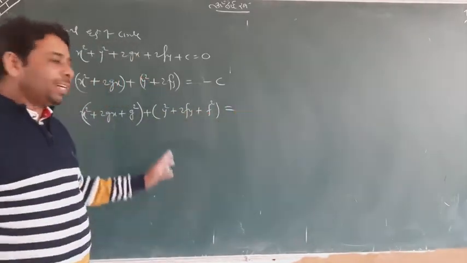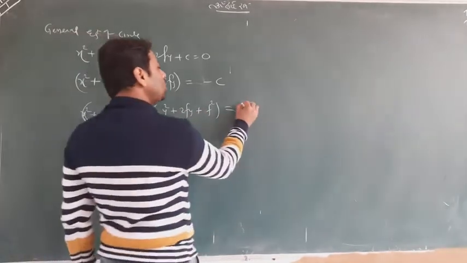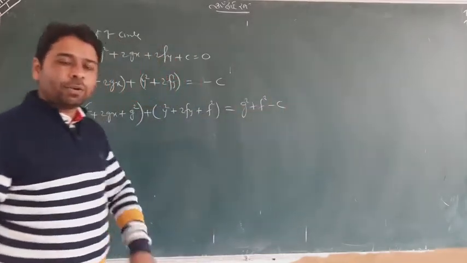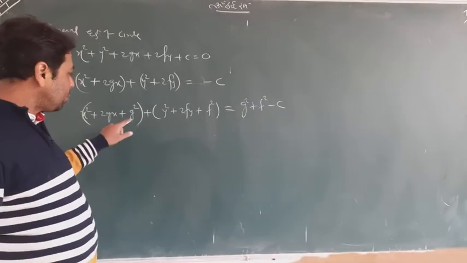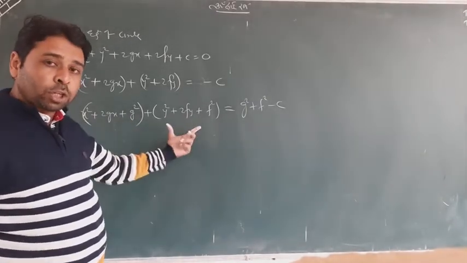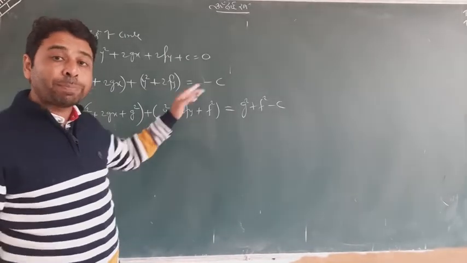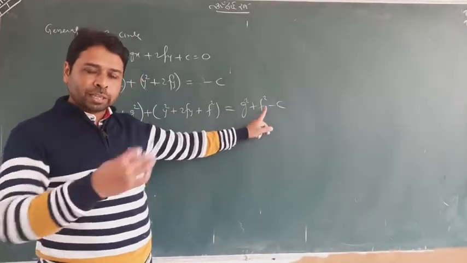So if I add g square and f square this side, I have to balance them. So I am also adding the same quantity on the right hand side. Now it is balanced. Why have I chosen g square and f square? Because after adding g square, it is going to be a perfect square. After adding f square, it is going to be a perfect square. And for balance, I have to add the same quantity on the right side.